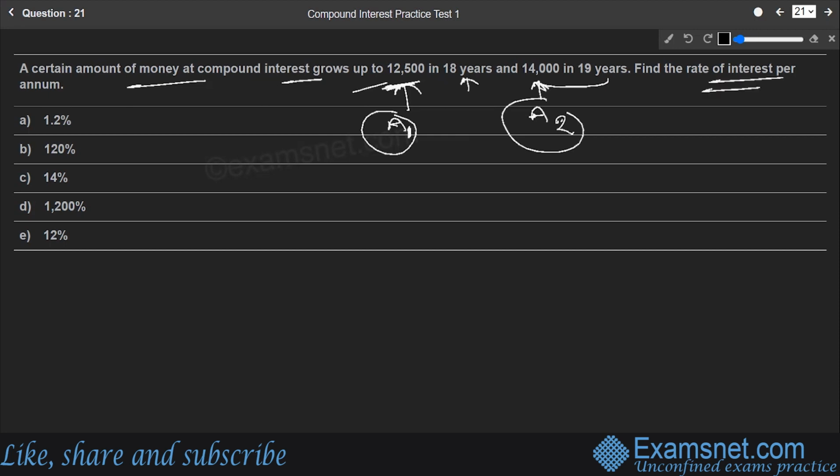So what we can say, how much is the growth value? Growth value is nothing but the amount after 19 years minus the amount after 18 years. So this is the growth value, which is nothing but 14,000 minus 12,500. So this is the amount that has been grown, which is 1,500 rupees. So 1,500 rupees has been the growth. Now they say find the rate of interest per annum.